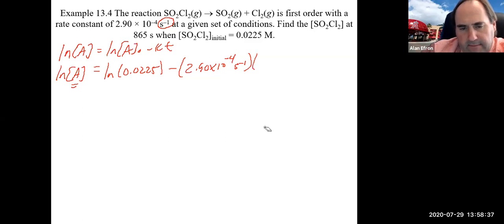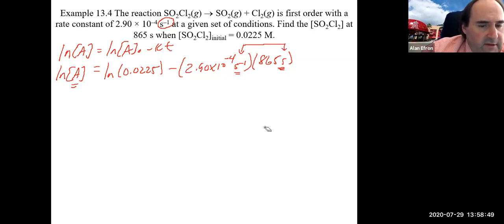And our time, which was 865 seconds. So we're okay here in terms of time and our rate constant, but as I mentioned before, sometimes you're not okay with these two guys in terms of the units. So always want to make sure those guys are the same units so everything cancels out correctly.